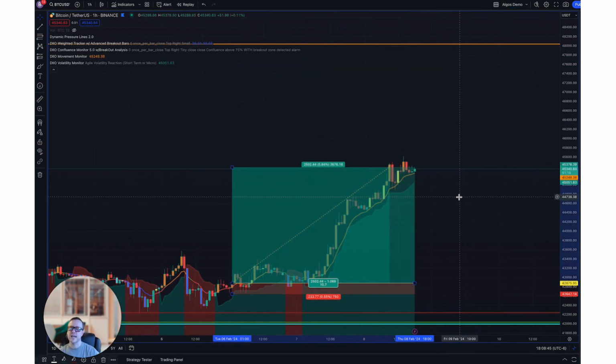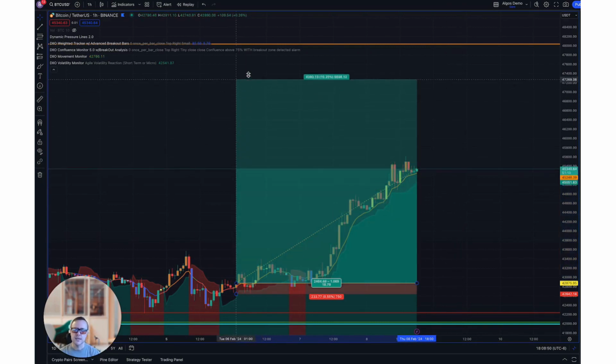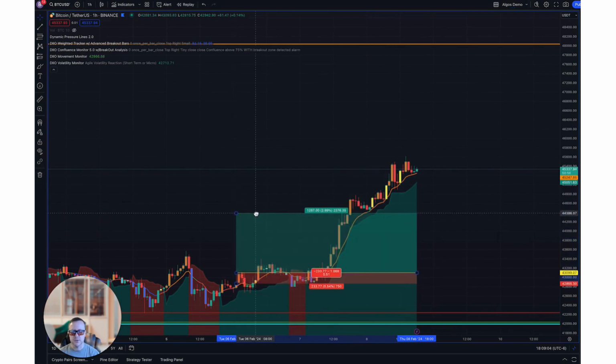So 6% gain, that's about 30% on 5x leverage. And if it goes all the way up, even better, right? Because now it becomes 12% times 5, right? So a little over 70%, 72%. So that's really nice. That is the purpose of this particular algo.